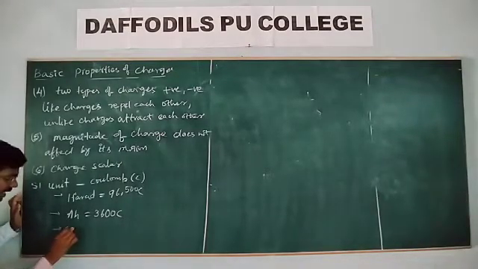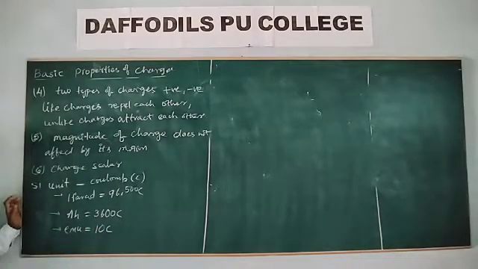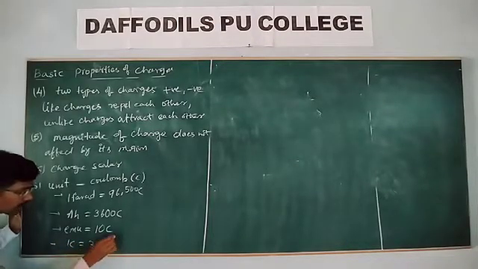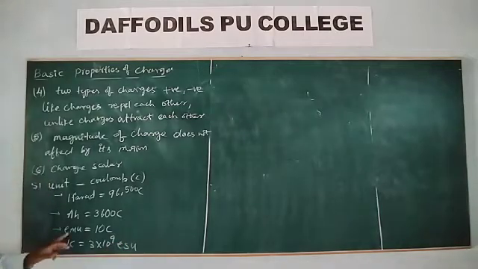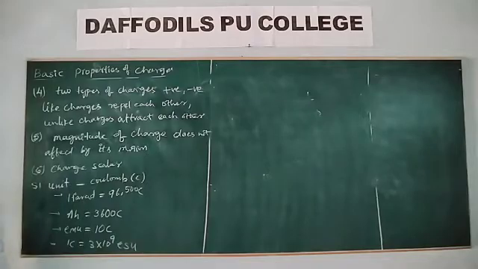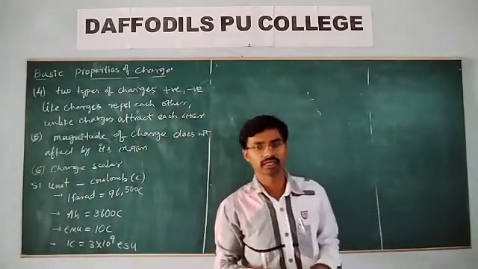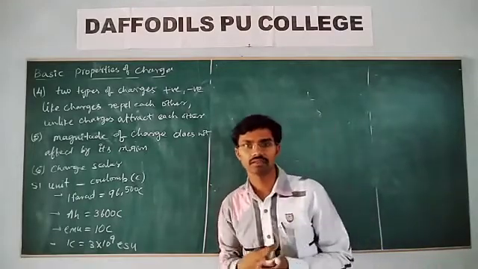And electromagnetic charge, one EMU is equal to 10 coulomb, and 1 coulomb is equal to 3 into 10 power 9 electrostatic unit. EMU means electromagnetic unit of charge, and ESU is nothing but electrostatic unit of charge.